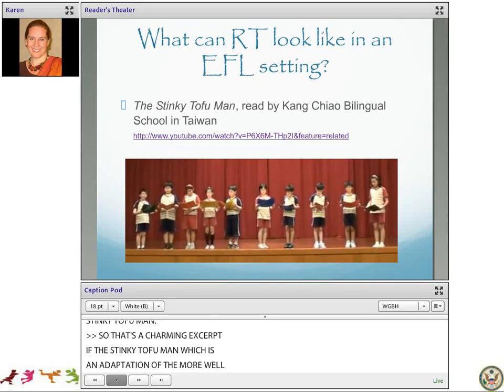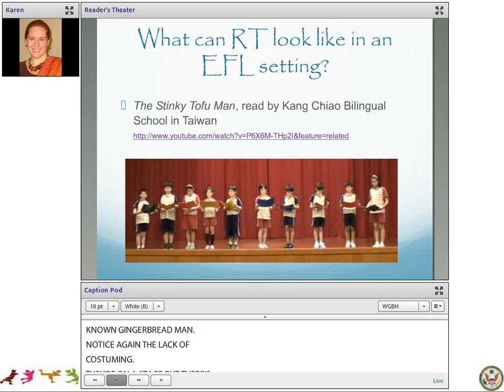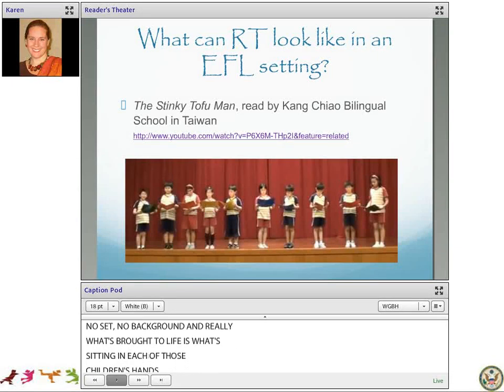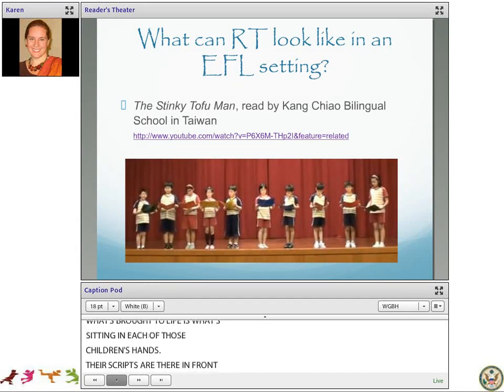Notice again the lack of costuming. They're on a stage, but there's no set, there's no background. And really what's brought to life is what's sitting in each of those children's hands. Their scripts are there in front of them, and they use their voices and their delivery to bring that story to life. Also, they used some individual lines, and they also had some very engaging choral lines, or lines together, that they clearly enjoyed delivering too.